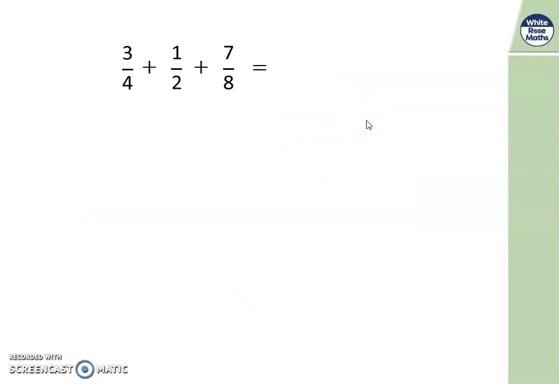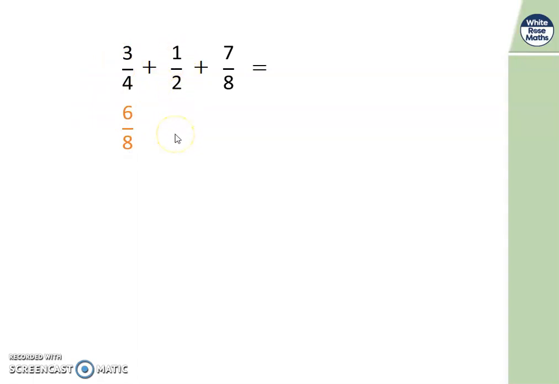Let's have a look at this one. 3 quarters add a half, add 7/8. What will be the common denominator? 7/8 we can see, and actually we can change the others into 8ths. What did I multiply here by? 4 times 2 would make 8, so 3 times 2 is 6.